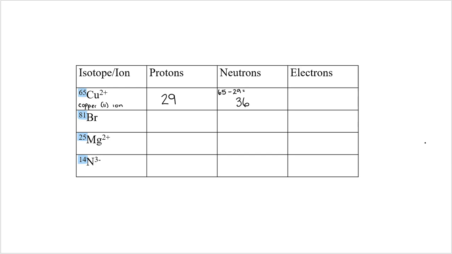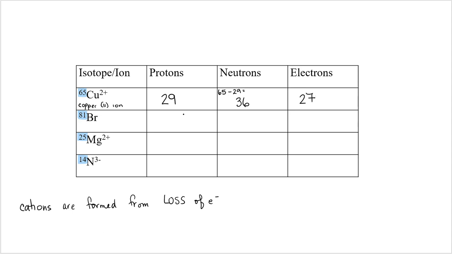It's not neutral. It has a 2 plus charge. In order to be positively charged, the atom must lose electrons. So cations are formed from loss of electrons. You lose electrons to become positive. So if we lose 2 electrons, that means we only have 27. 29 would be neutral. We lose 2 electrons to become positively charged. That means we have 27 electrons.